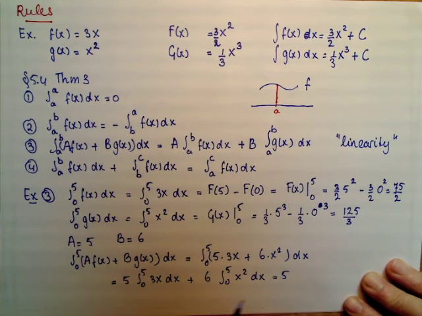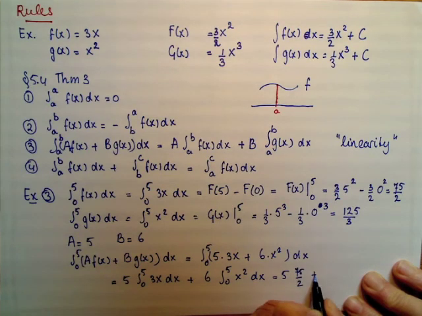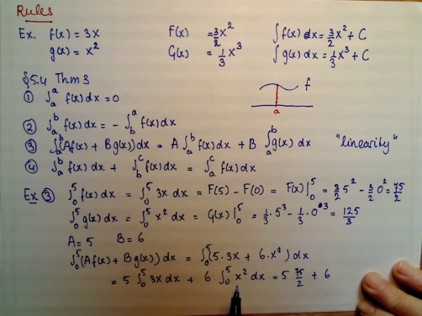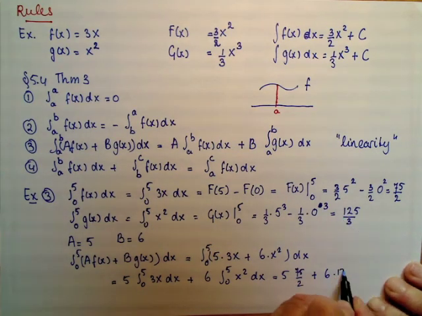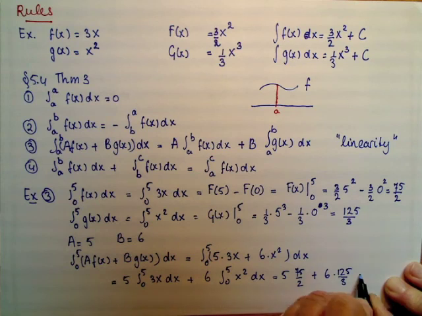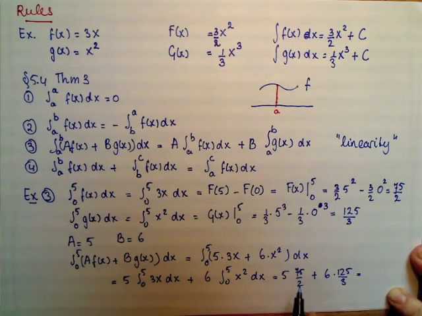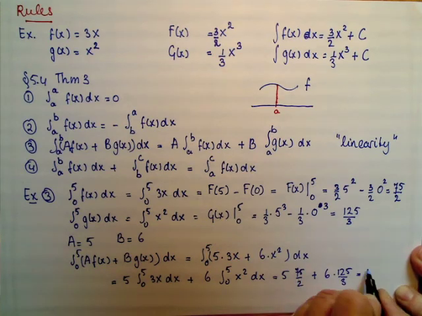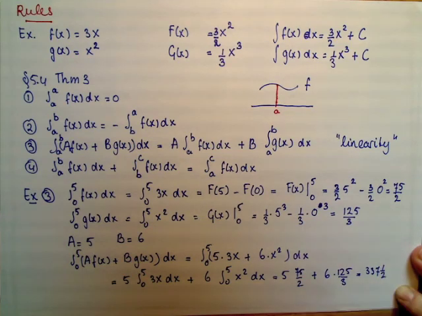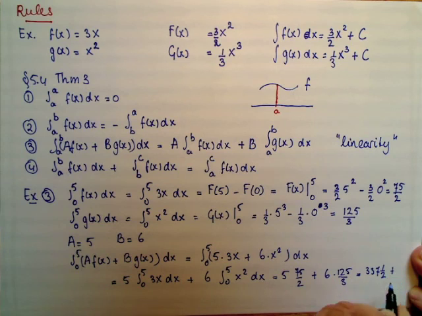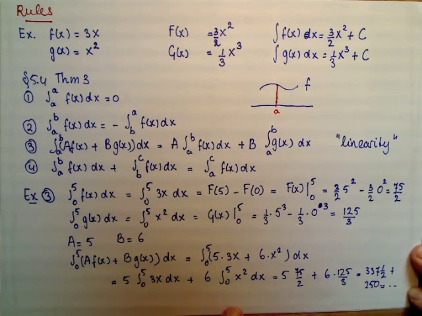And this is 5 times the integral from 0 to 5, which is equal to 75 over 2, plus 6 times the integral that we calculated over here, which is 125 divided by 3. And what we get is, well, 2.5 times 150 is 300, 337.5 if I calculate correctly, plus 2 times 125, and you can calculate the answer yourself.